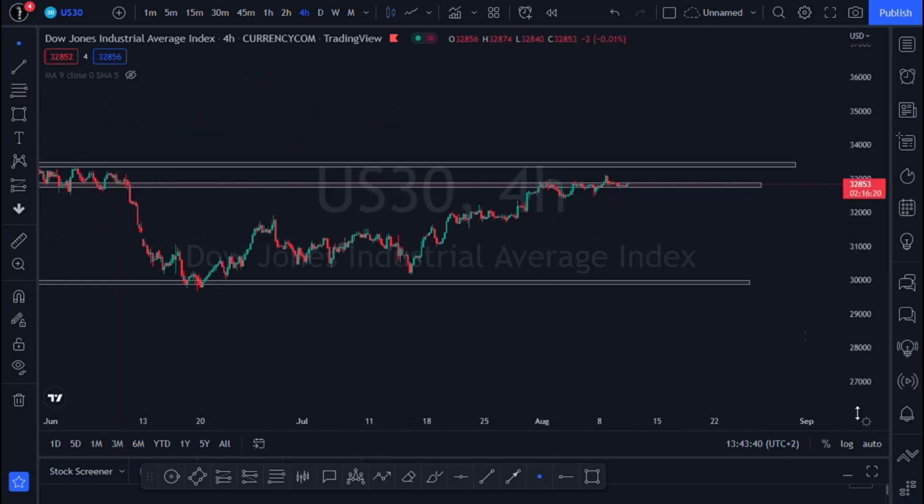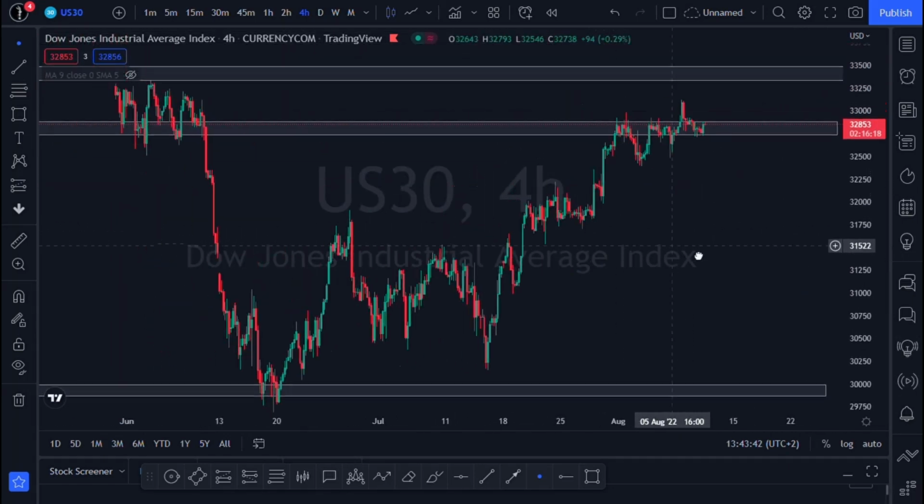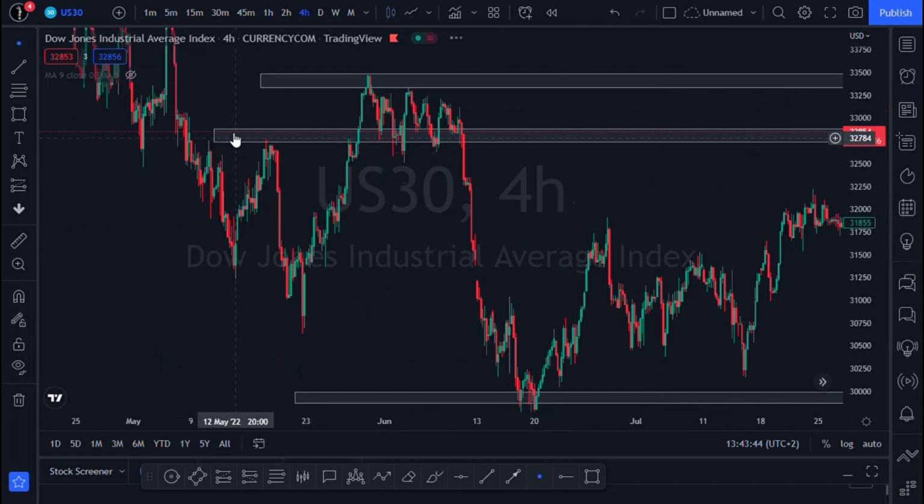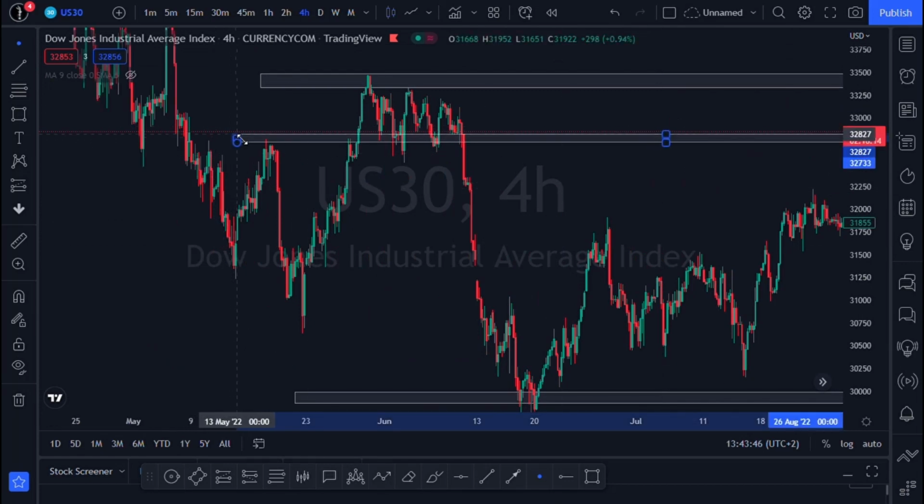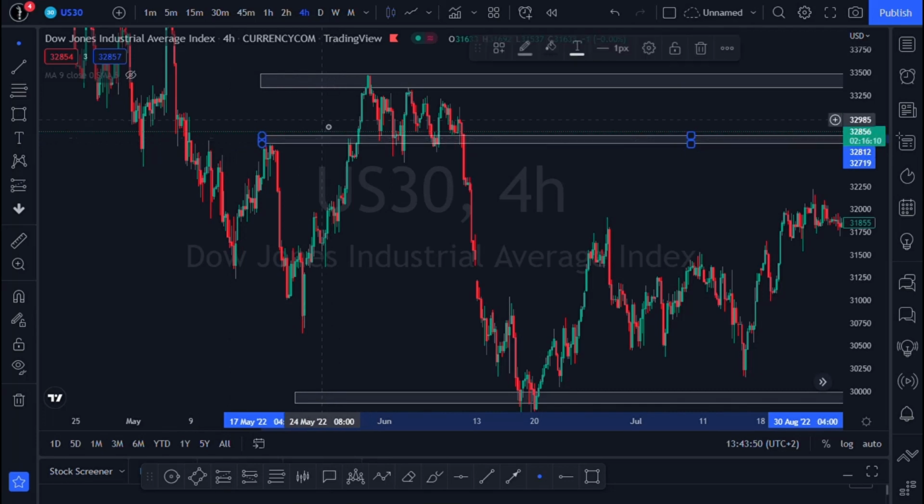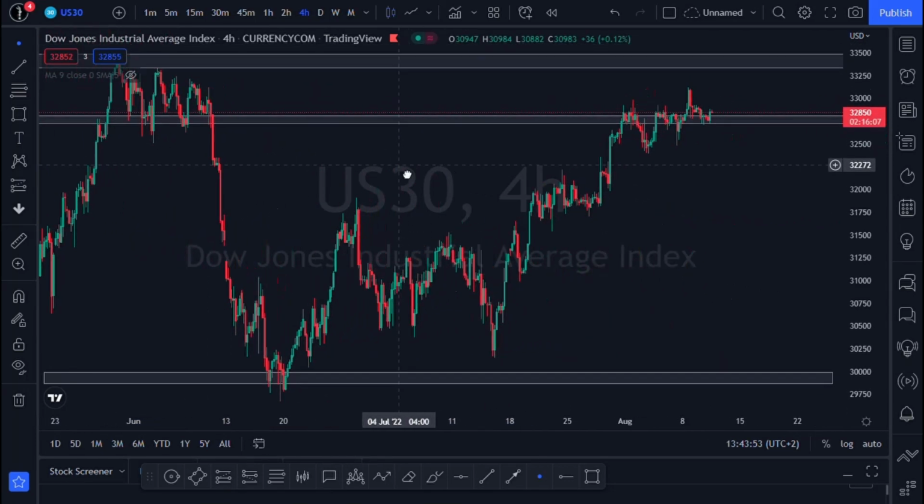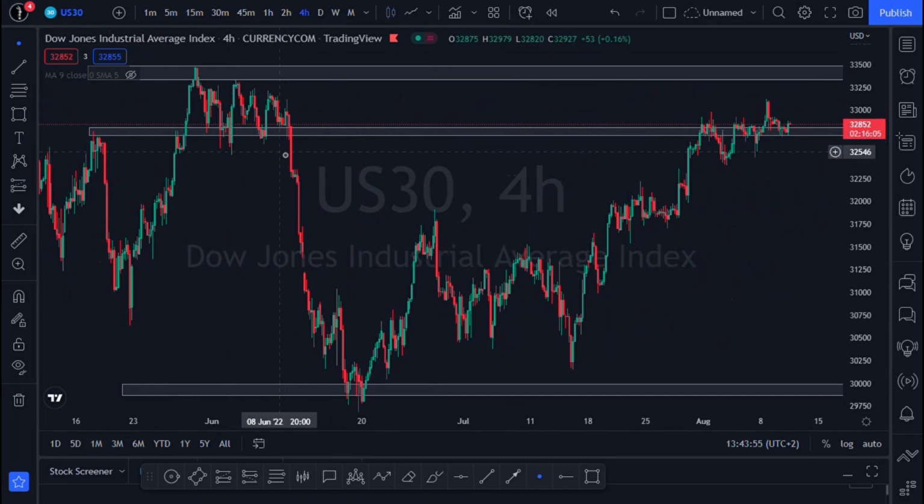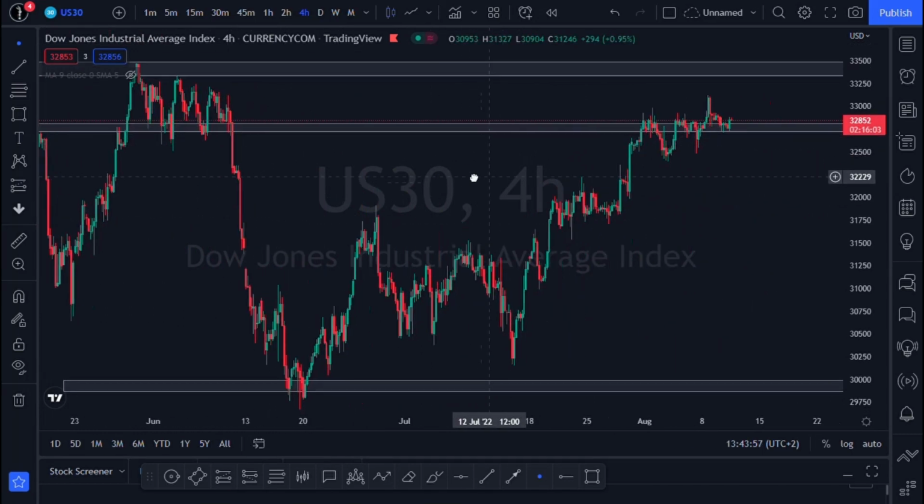Now in the 4 hour, things tend to look a little bit more interesting here, right? So one thing that I would normally do is try fixing my lines, just to get them to cater for as many touches as possible. There we go. Remember that these are just wick rejections in the daily frame, right? So here's what we see now.